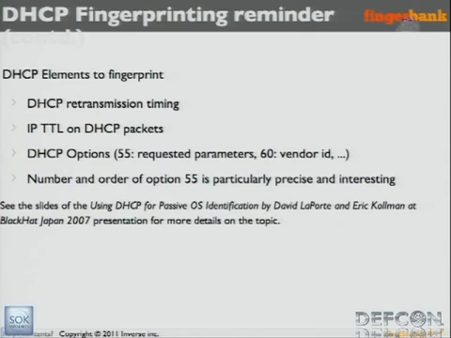Option 55 is really interesting because it covers all the stuff that we use DHCP for, and a lot of options that we don't use, but they are still there. There's an example on the next slide, but host name, domain name, and stuff like that is all in there. If you want more details on DHCP, there was a Black Hat Japan presentation which I built on for the Fingerbank project that you can check. It's by Eric Coleman and David Laporte, and it's really nice and detailed on the topic.